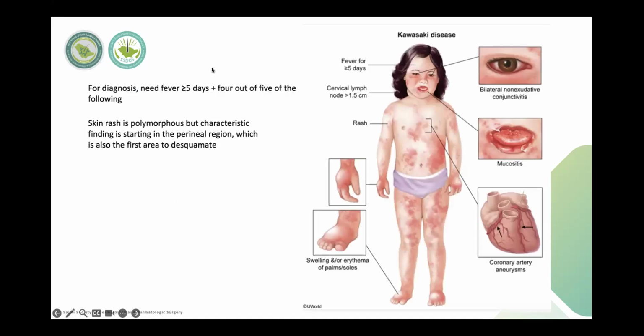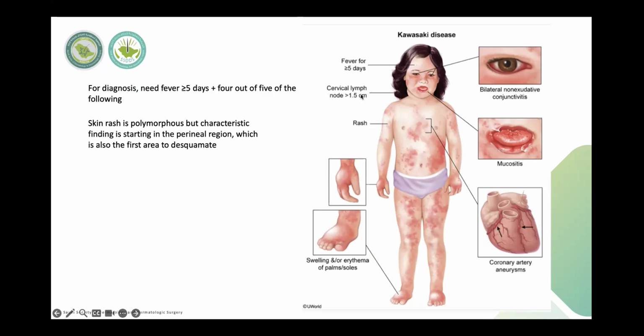So how does it present? Usually, because we don't have a diagnostic test or viral etiology, the diagnosis is based on criteria. The criteria is 5 days of fever plus 4 of the following. Maculopapular rash. What's very characteristic for this maculopapular or polymorphous skin rash is that it starts in the perineal region. So sometimes it will start here, and then it will be the first site for desquamation. So this is the first criterion.